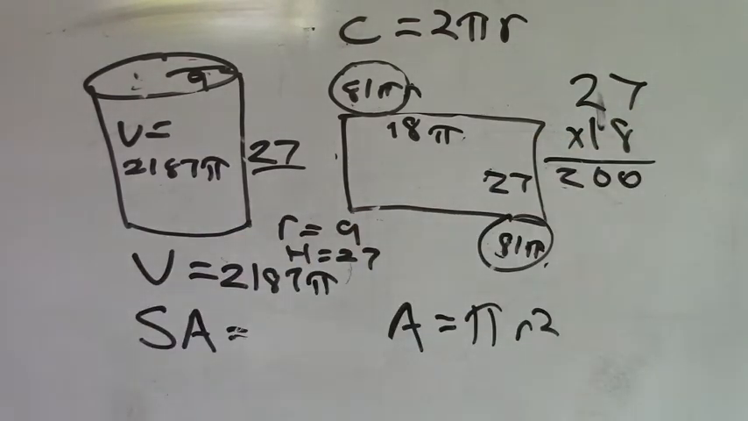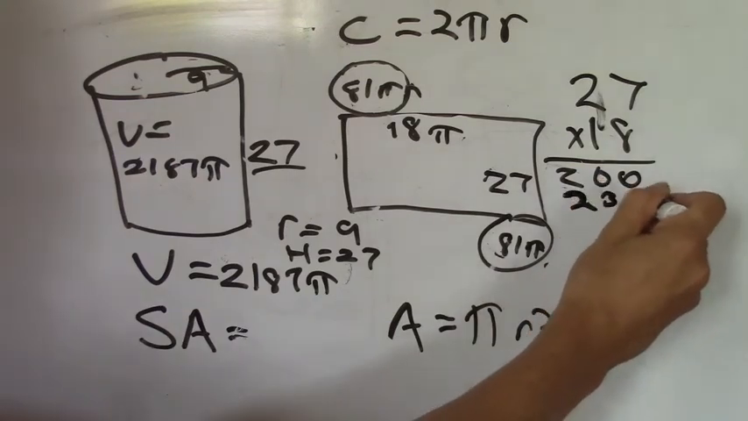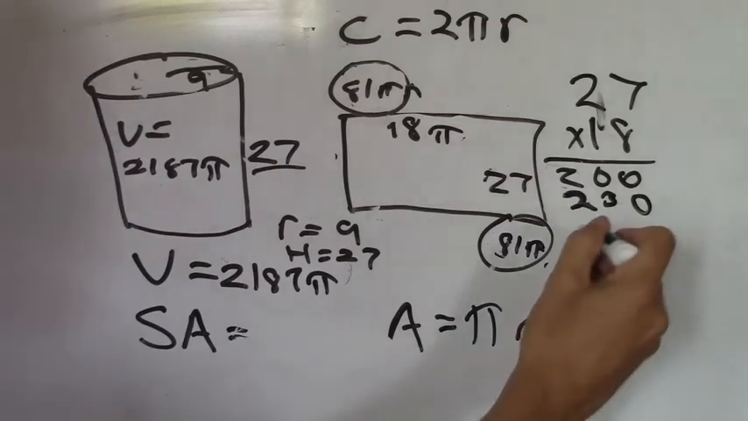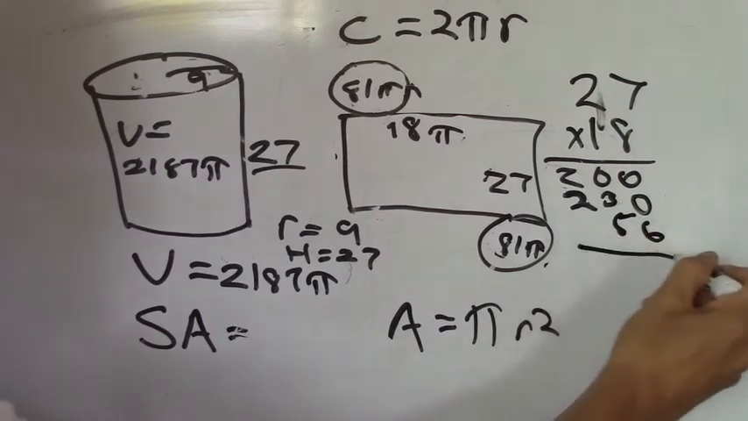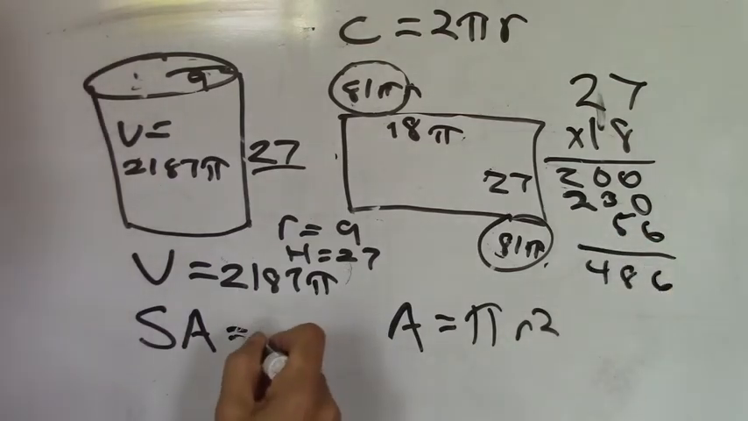How many is 16 tens and 7 tens? 23 tens. Good math. You did it nice and fast too. 23 tens. There's 400 and then you got to do the 56 part. 486. Boom. That's your surface area.